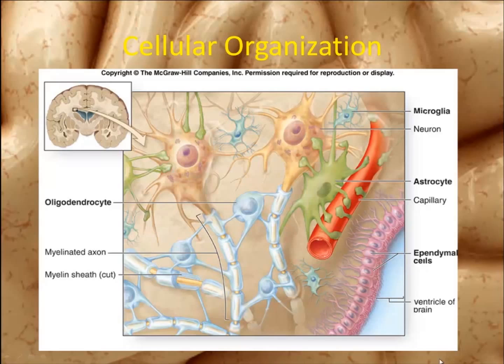Then ependymal cells actually line areas of space in the central nervous system, so the ventricles of the brain or the central canal in the spinal cord. And these ependymal cells are in contact with vasculature, and they're responsible for producing and circulating cerebrospinal fluid, which is the nourishing and protective fluid that we find around the brain and around the spinal cord.